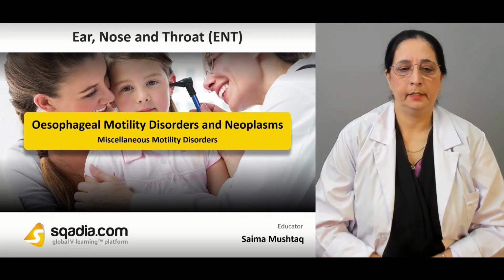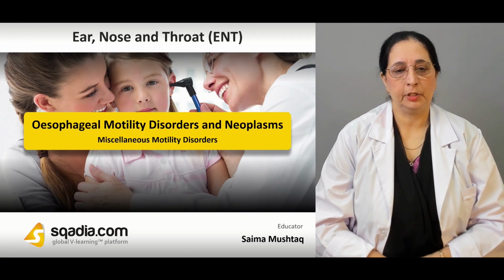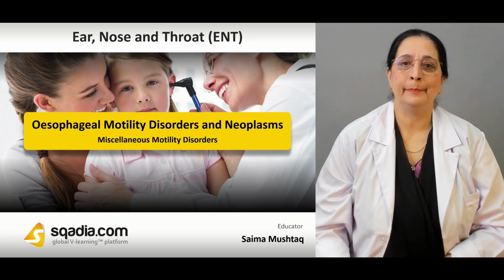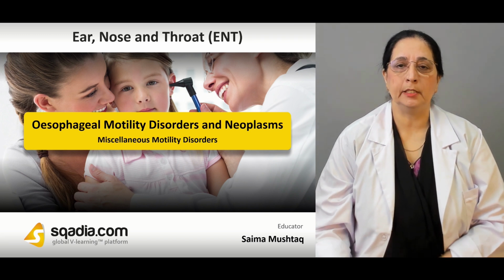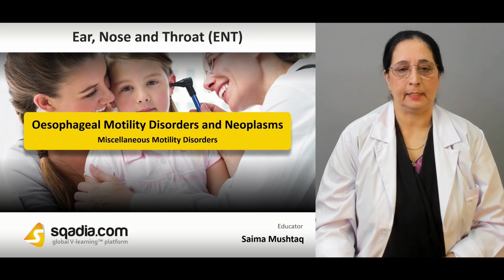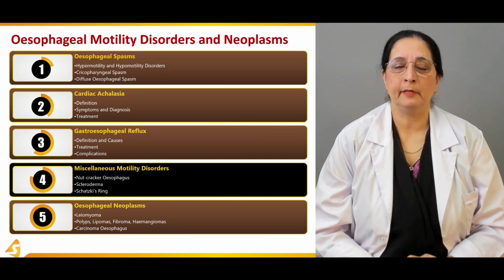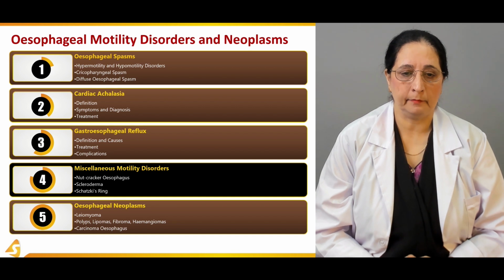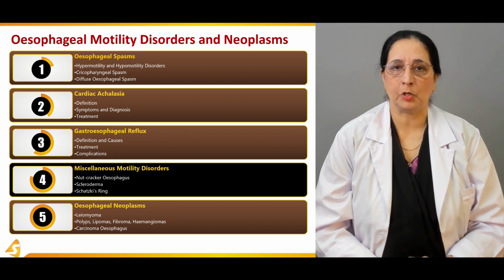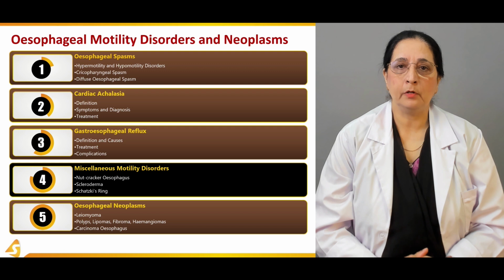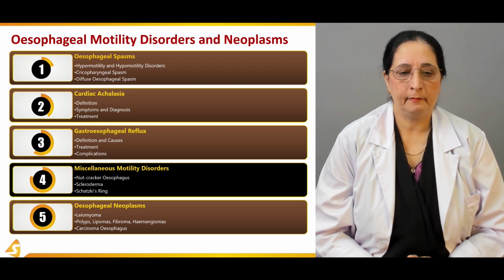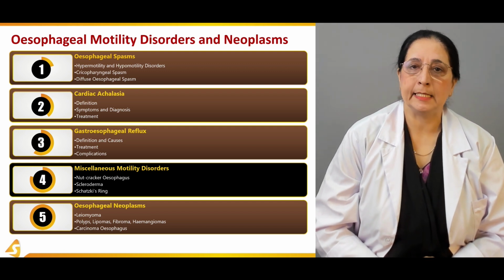Let's start the next section, and in this section we will talk about some miscellaneous motility disorders of the esophagus. The different disorders which we will discuss in this section will be the nutcracker esophagus, scleroderma, and then we will talk about the Schatzki's ring.